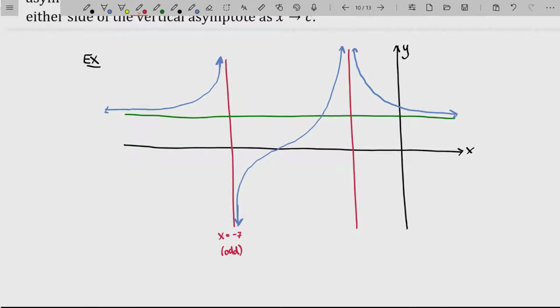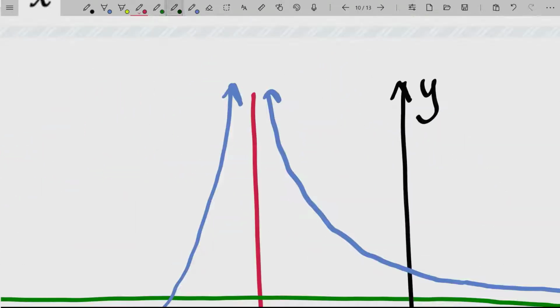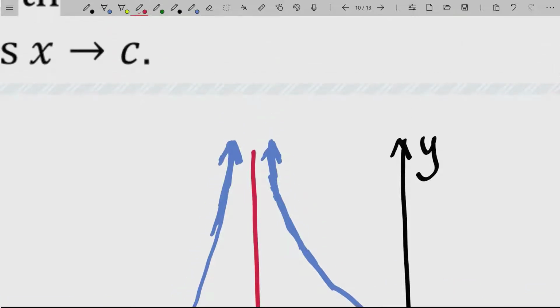And mirrored behavior is just like this next vertical asymptote. It's mirrored behavior because on one side, your function is rising to positive infinity, and on the other side, it's also rising to positive infinity. So therefore, that mirrored behavior tells us that that vertical asymptote, which let's pretend is at x equals -2, is an even multiplicity vertical asymptote, because it has the shared mirrored behavior.